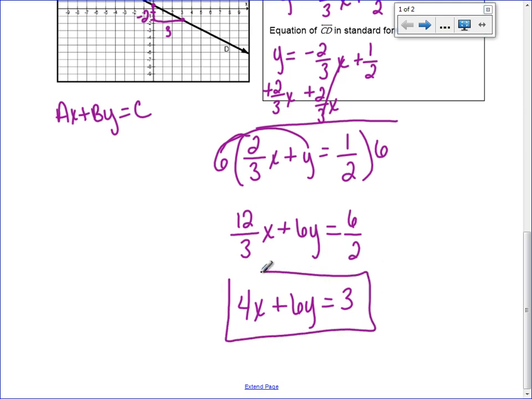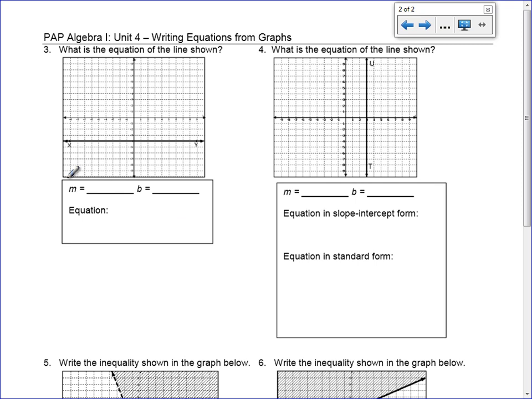This is standard form of the original equation I had. When I have all the fractions in there, it's not standard form, it's just a weird written equation. This is standard form because I have a positive a and all of my numbers are integers or whole numbers. So let's do a couple more examples just to get used to it.